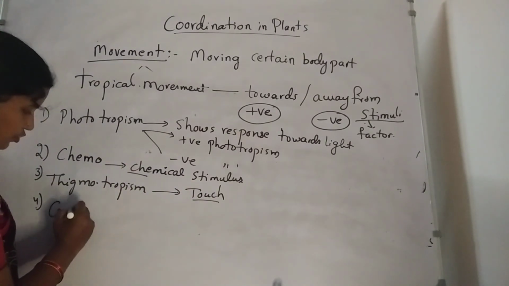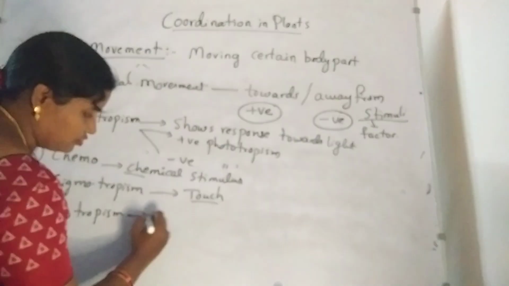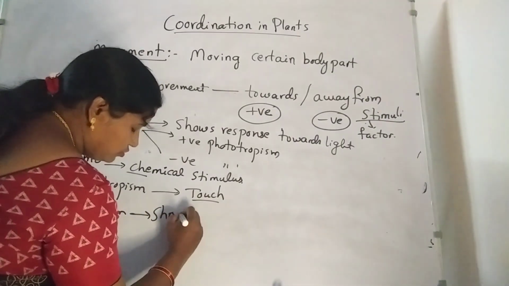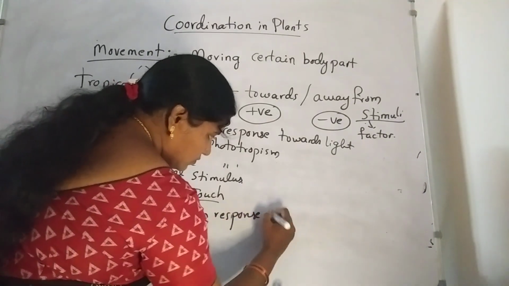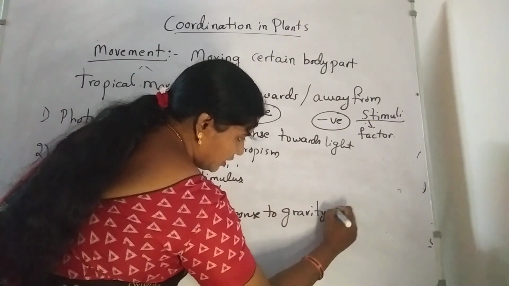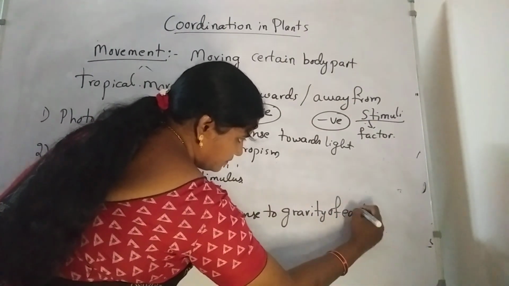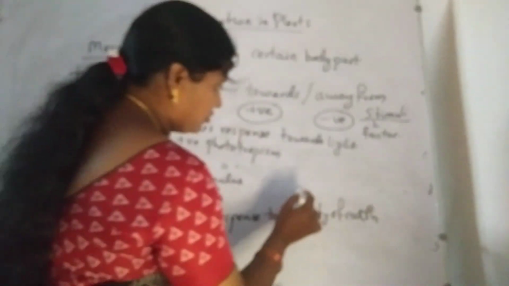Next, geotropism. Geotropism means the plant shows a response to the gravity of the earth. Here I am drawing a simple diagram.